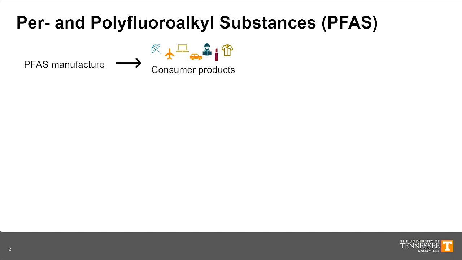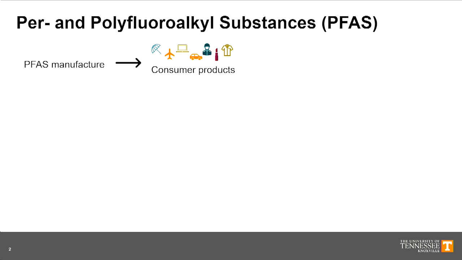PFAS are known as these forever chemicals, and they are known for their desirable properties of being water, oil, and stain repellent. So we can find them basically anywhere: electronics, cosmetics, clothes, in anything that's water and stain repellent. And recently there's been a study that identifies PFAS in rainwater.